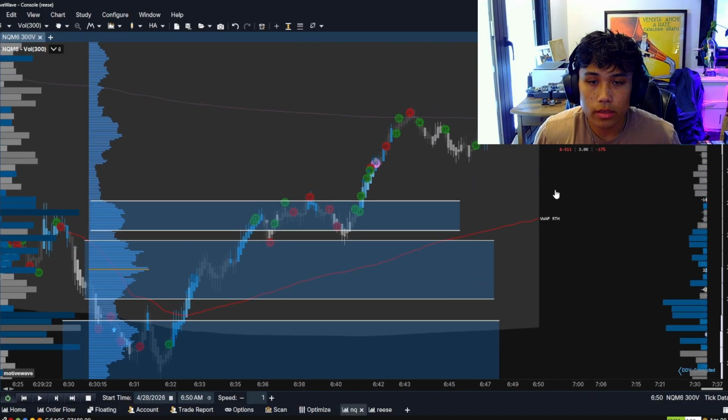So that's how you can look at auction market theory to place trades, and that's how you can use volume profile to map out how to use auction market theory. Those are the two main things I use every single day to take all of my trades.